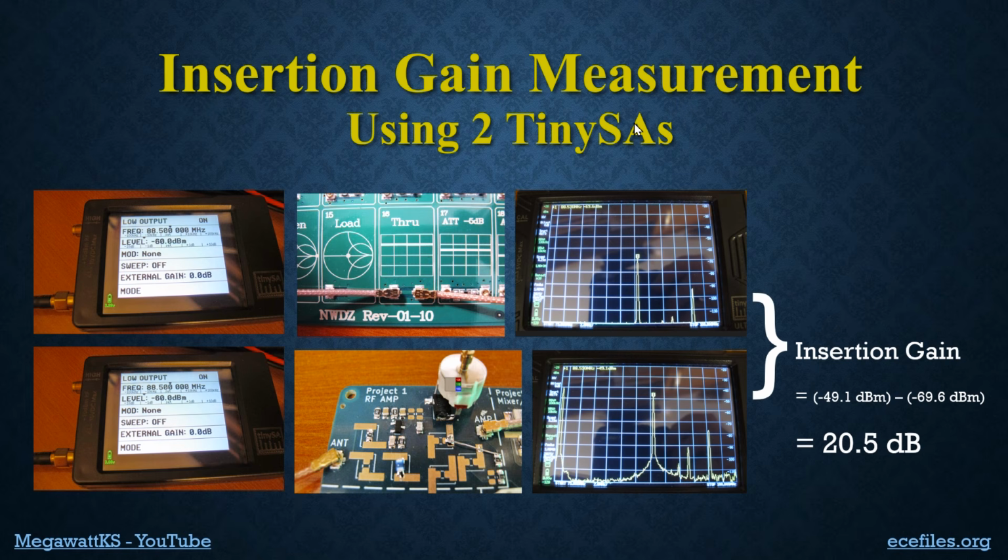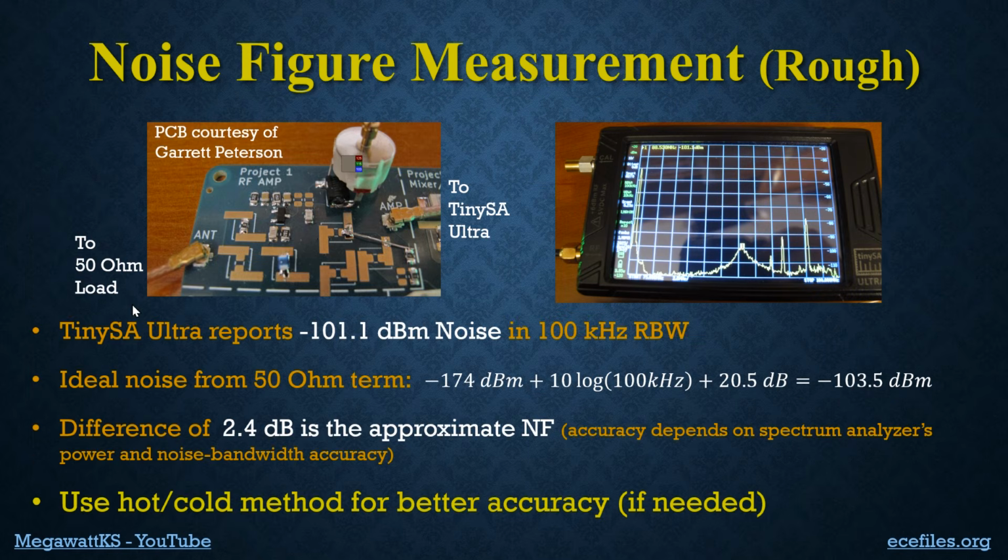Step 2 is actually pretty easy. In step 2, I remove the signal generator input and just terminate the input in a 50 ohm load. This is a 50 ohm amplifier, so I just terminate the input. And I hook the output to a spectrum analyzer. I'm using the tiny SA Ultra. And we look at the spectrum.